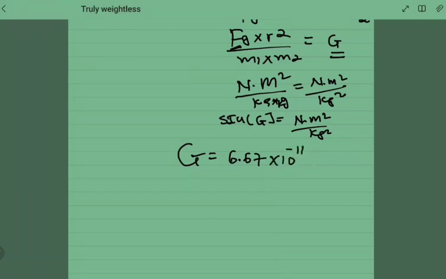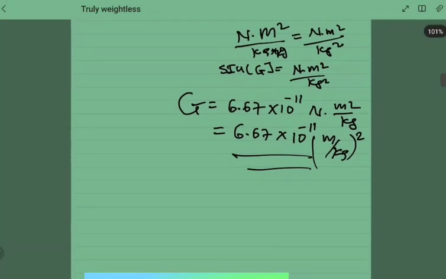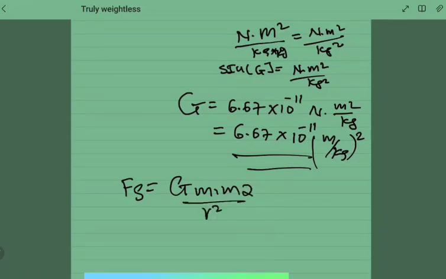power of minus 11 Newton times meter squared over kilogram squared. Or you can write this as equal to 6.67 times 10 to the power of minus 11 meter per kilogram, totally squared. So this is the gravitational constant, and according to Newton's law, two masses exchange the gravitational force Fg, which is equal to the universal gravitational constant times mass 1 times mass 2 divided by the square of the center to center distance, r squared.